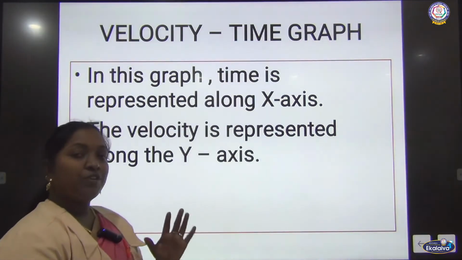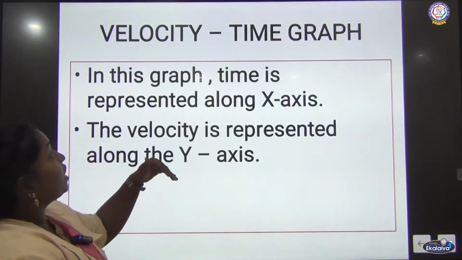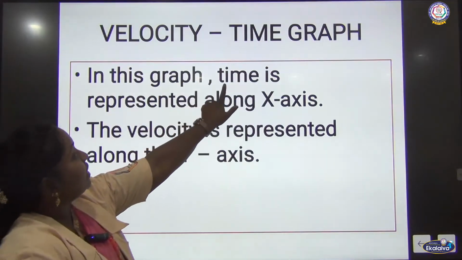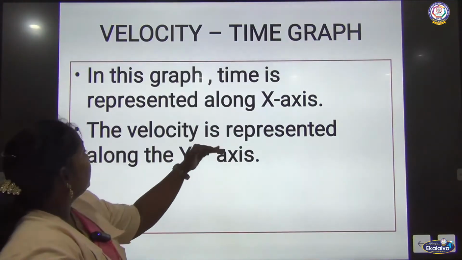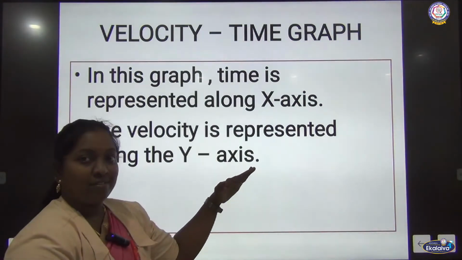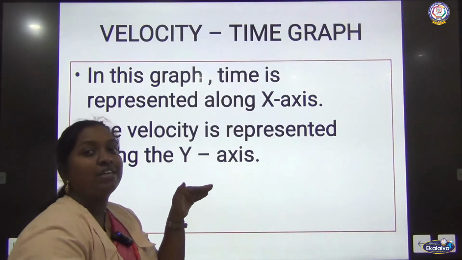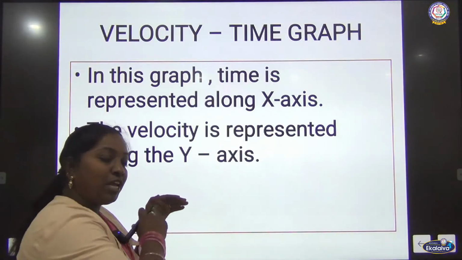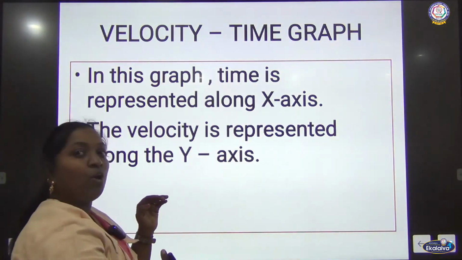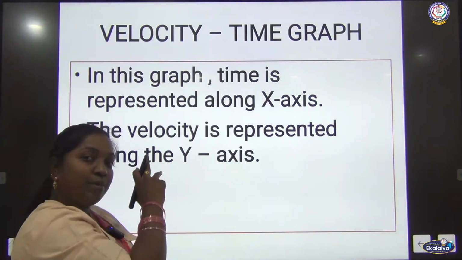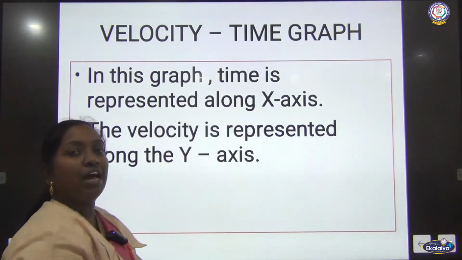Graph means, we know very well, there are two axes, x axis and y axis. In this velocity time graph, we are going to take time along the x axis and the velocity is represented along the y axis. Always time will be taken along the x axis and velocity along the y axis. Do you remember, this is what happens in the distance time graph. The same thing is going to happen here also.